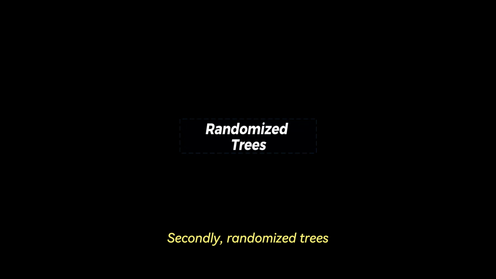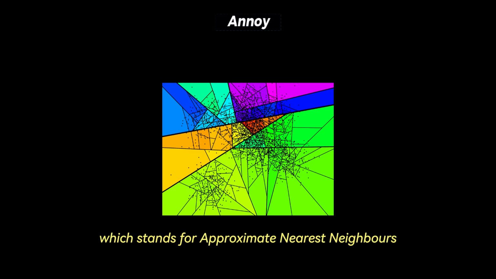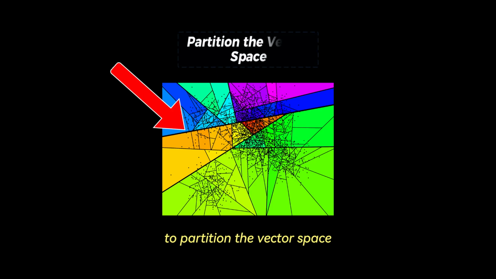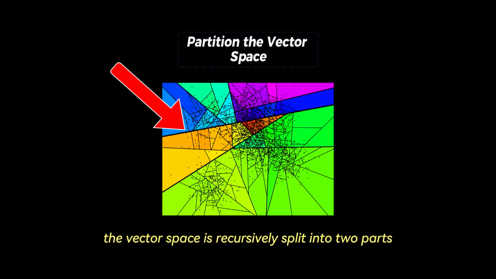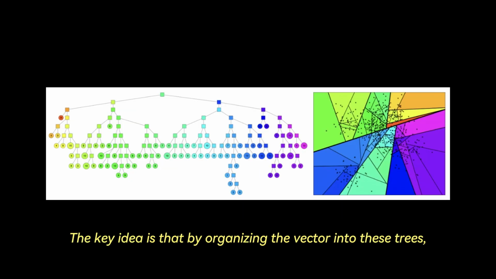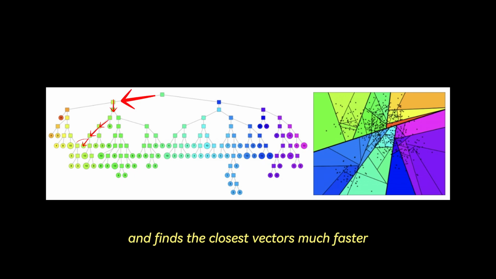Secondly, randomized trees. A well-known algorithm for approximate nearest neighbor search is Annoy, which stands for approximate nearest neighbors, oh yeah. It uses randomized trees to partition the vector space. In Annoy, the vector space is recursively split into two parts by creating random decision boundaries or hyperplanes that divide the space. These splits are stored as trees. The key idea is that by organizing the vector into these trees, the database can search through them more efficiently. Instead of comparing the query vector to every other vector in the dataset, Annoy searches through the tree structure and finds the closest vectors much faster.